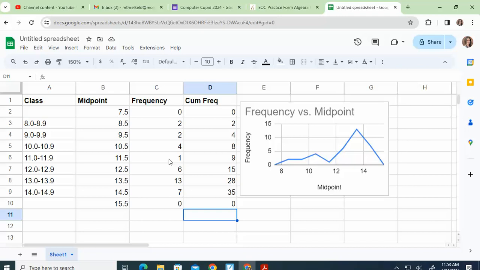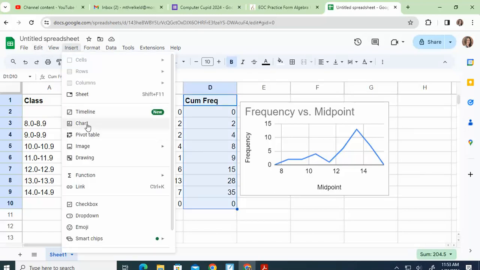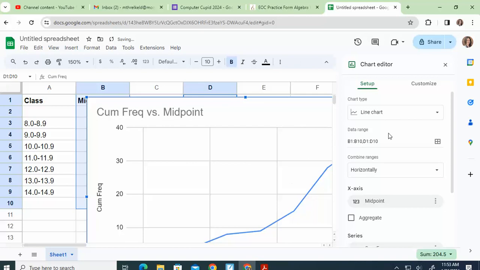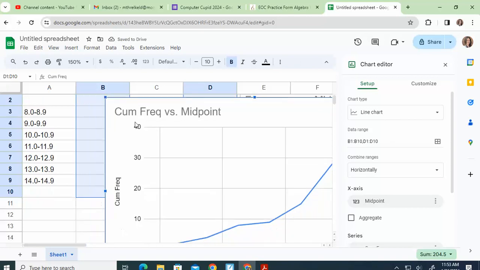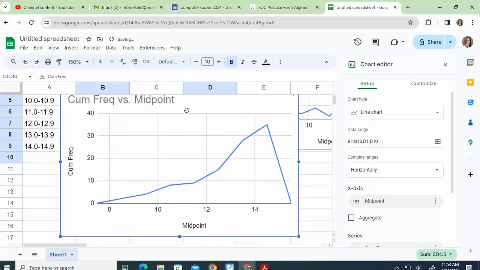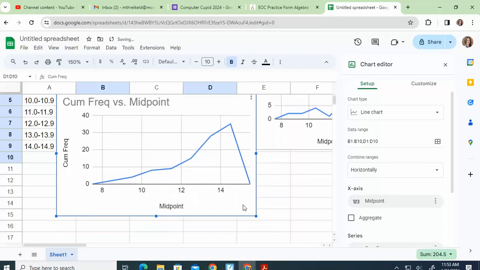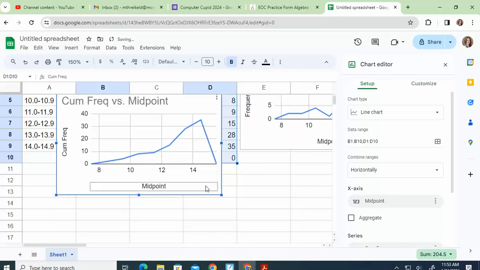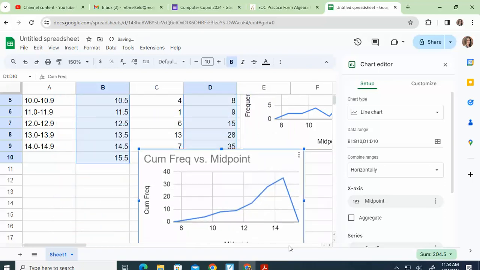If I ask for the graph of that, you just highlight your midpoint and your cumulative. Remember, if you hold control, you can highlight both of those, and you could insert your chart from there. So it looks something like that. Any questions?